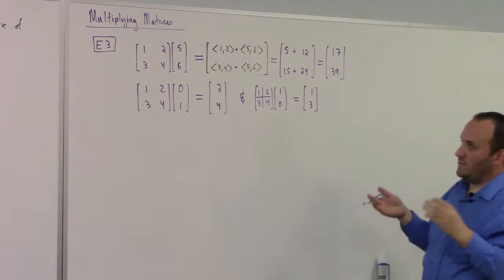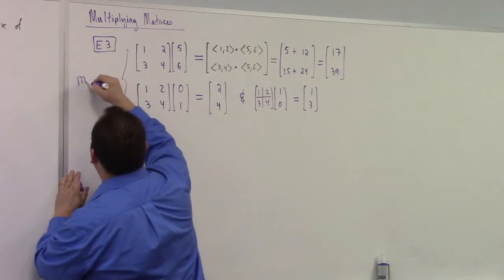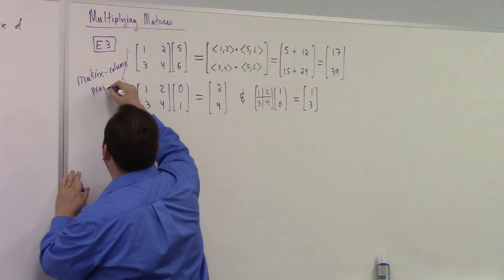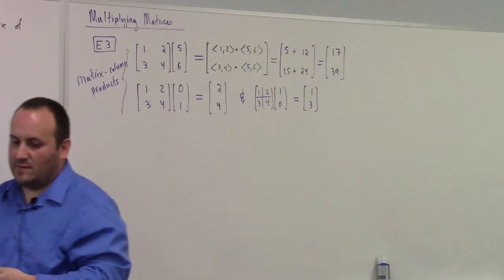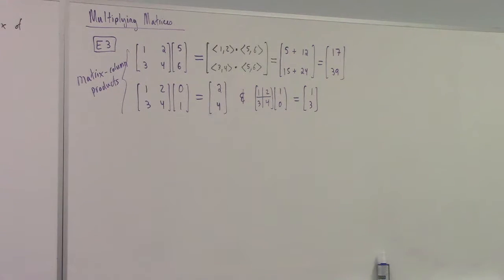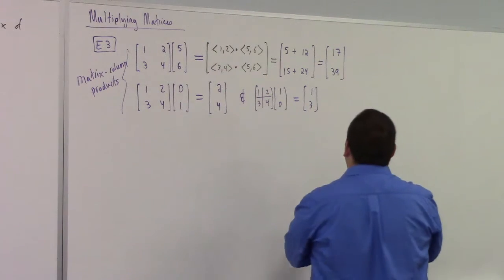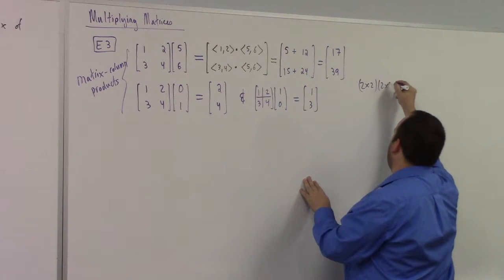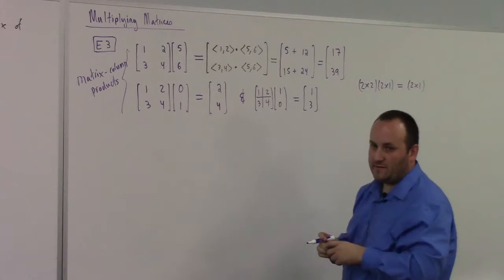Okay, so all of these are what are called matrix column products. These are examples of matrix column products. In other words, we're looking at the product of a square matrix by a column vector of the same size. And what's the output? It's another column vector of the same size. So what's the counting here? Basically, we have a 2 by 2 times a 2 by 1 vector, right? And the output is a 2 by 1 vector again.